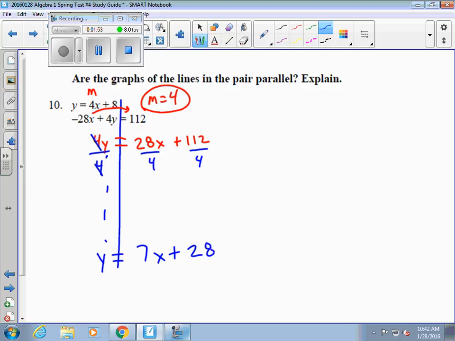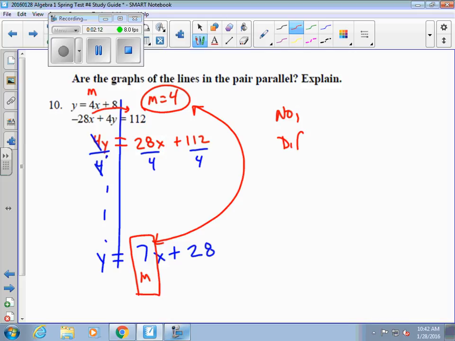So we have an equation that says y equals mx plus b. You can see what the slope of this equation is. You can compare it to the slope of that equation. The question asks, are they parallel? No, those slopes are not the same. One's 4, one's 7. So no is the correct answer. And when they actually explain why, they have different slopes. That is a simple enough explanation. They have different slopes.